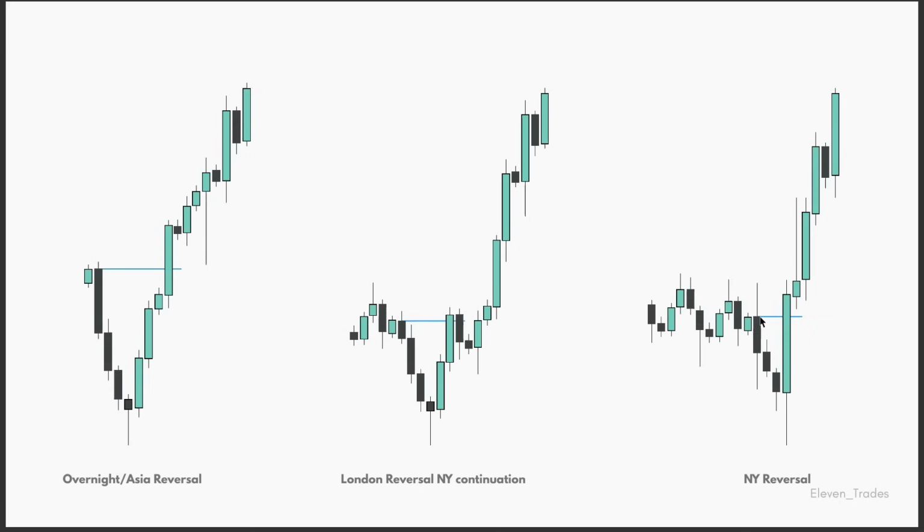How do we confirm it? Same, the change in the state of delivery will be used for that, and we can seek continuation entries, or we can trade the candle 3 after the reversal is established.